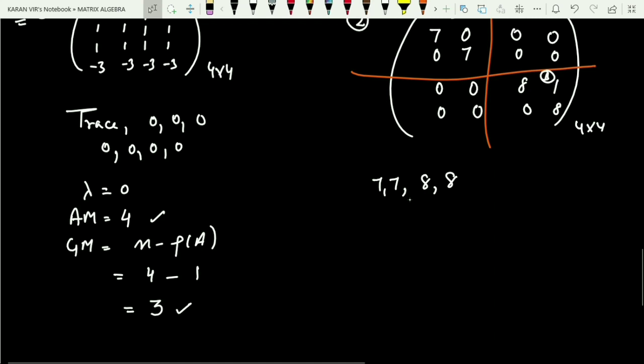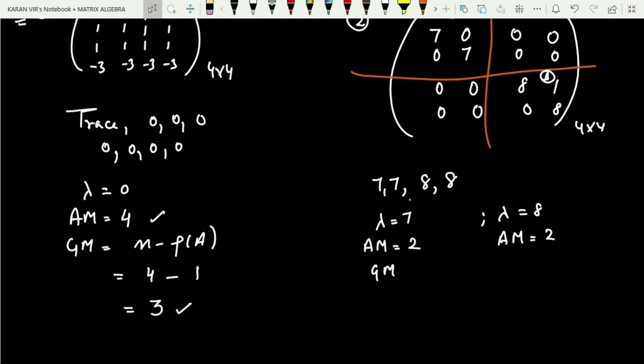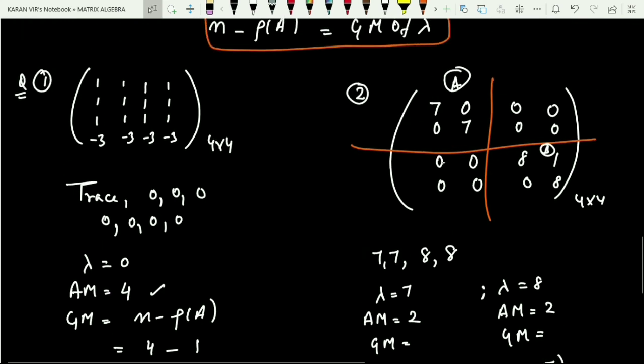Now we are interested in calculating the algebraic multiplicity and geometric multiplicity. If lambda is 7, the algebraic multiplicity is 2. Similarly, if lambda is 8, the algebraic multiplicity is 2. Now we need to find the GM corresponding to these. GM is n minus rank of (A minus lambda I). So if you are calculating for 7, this would be the rank of A minus 7 into I. Now when you subtract 7 from the diagonal entries, this entry will become 0, this entry will become 0, this will become 1, and this will become 1.